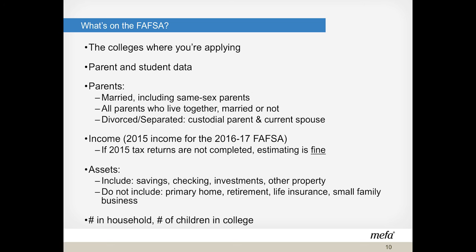The FAFSA also asks questions about assets, and assets include a family savings account, checking account, investments, and any other real estate, perhaps any rental property the family owns. When answering questions about assets, you do not include any information about your primary home. Even if you live in your primary home, do not report that on the FAFSA.